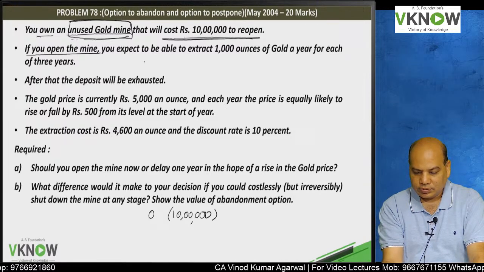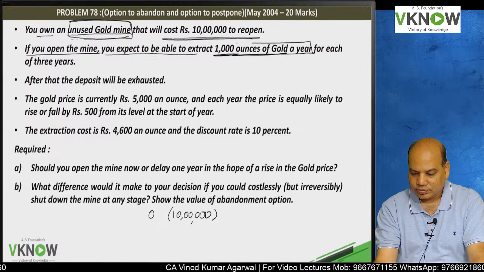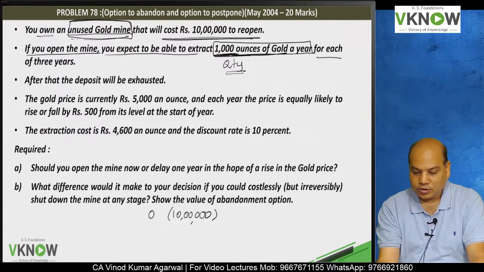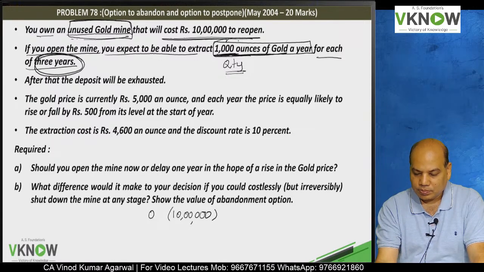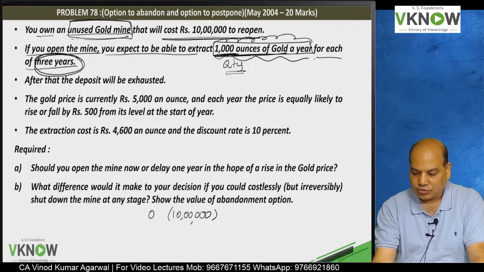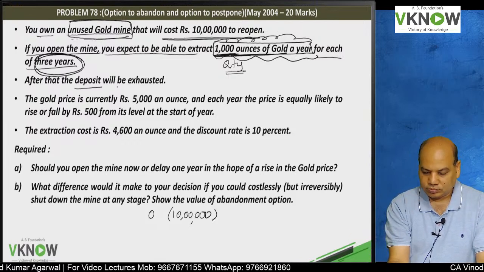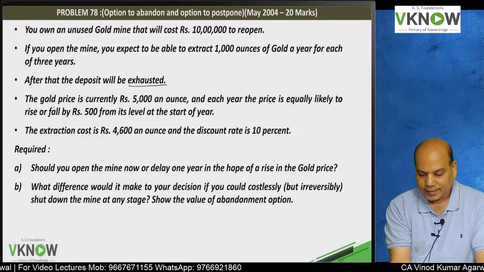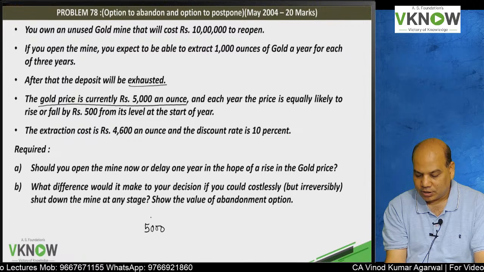If you open the mine, you expect to be able to extract 1000 ounces of gold a year. This is the quantity of the gold, 1000 ounces per year for 3 years. So you can extract gold for 3 years. After that the deposit will be exhausted. That means you will not be able to extract gold beyond 3 years. The gold price is presently 5000 rupees an ounce. This is the selling price.